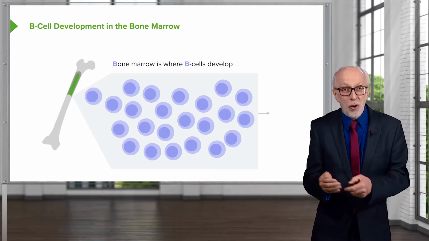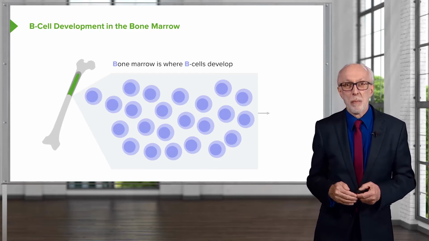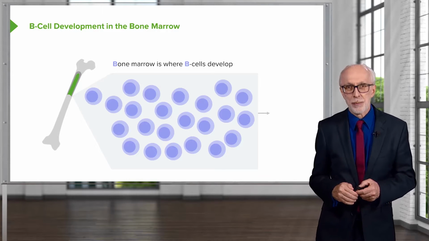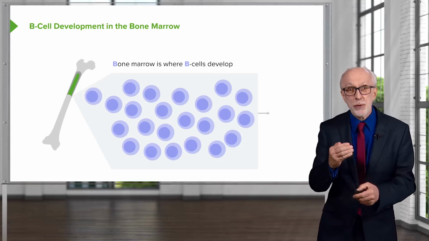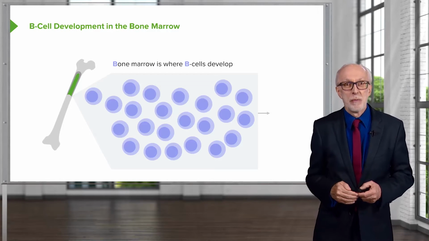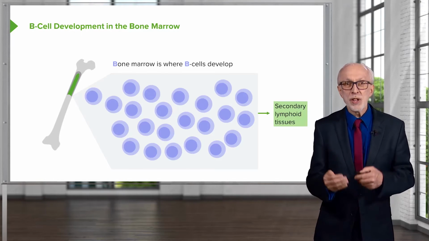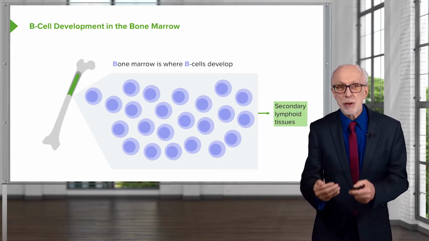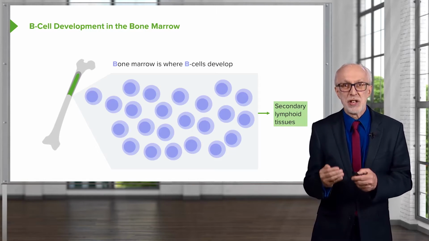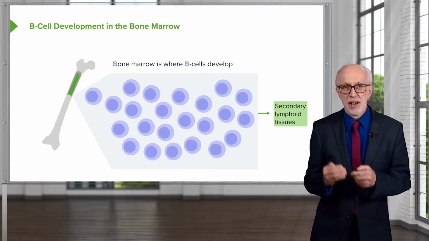And in fact, virtually all the cells of the immune system start off from multipotent hematopoietic stem cells in the bone marrow. And B cells can become fully mature within the bone marrow. They don't need to go anywhere else to become mature B cells. They develop within the bone marrow. Once they are mature, they can leave the bone marrow and travel to the secondary lymphoid tissues, the mucosa-associated lymphoid tissue, the lymph nodes, and the spleen.